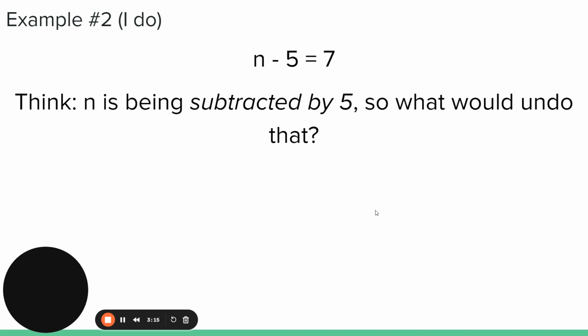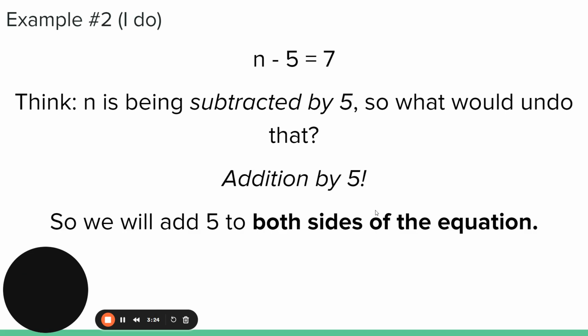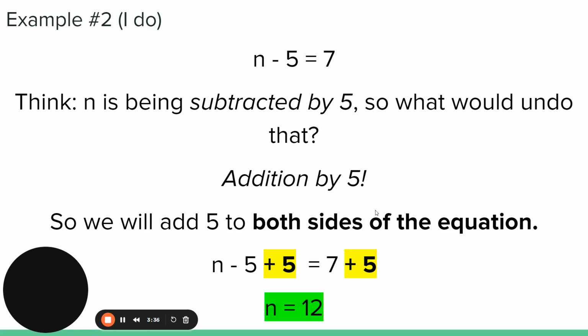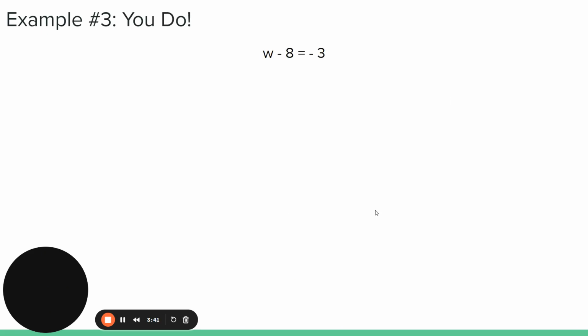Here's another example, and I'm going to work through this one as well. N minus 5 equals 7. Think. N is being subtracted by 5, so what would undo that? Addition by 5. So we will add 5 to both sides of the equation. N minus 5 plus 5 equals 7 plus 5. The minus 5 and the plus 5 will cancel each other out, leaving us with n equals 7 plus 5, which is just 12.